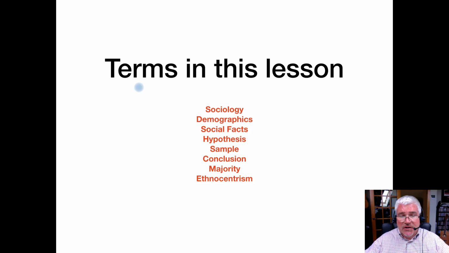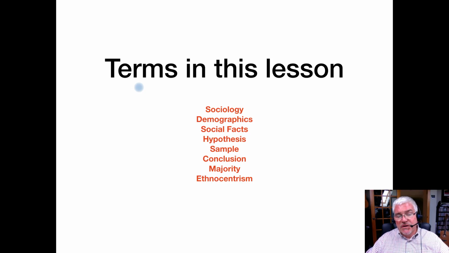Terms in this lesson, we've talked about sociology briefly there. You're also going to come to grips with the term demographics. It's defined right below where this video is posted, as is social facts. You're going to get to do your own simple sociological experiment in which you form a hypothesis, something that you think might be true. You gather a sample of people to study, and then you come to a conclusion. I want to spend more time, though, talking about these last two terms, majority and ethnocentrism.